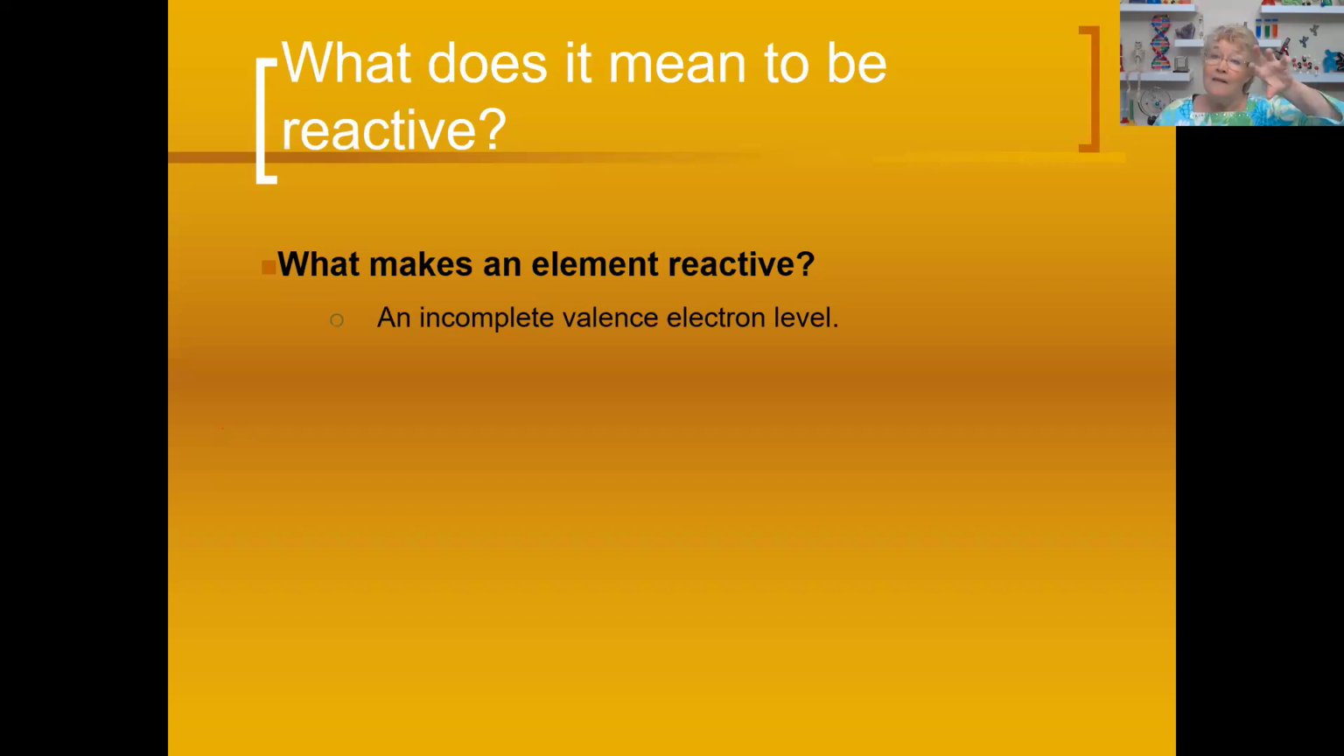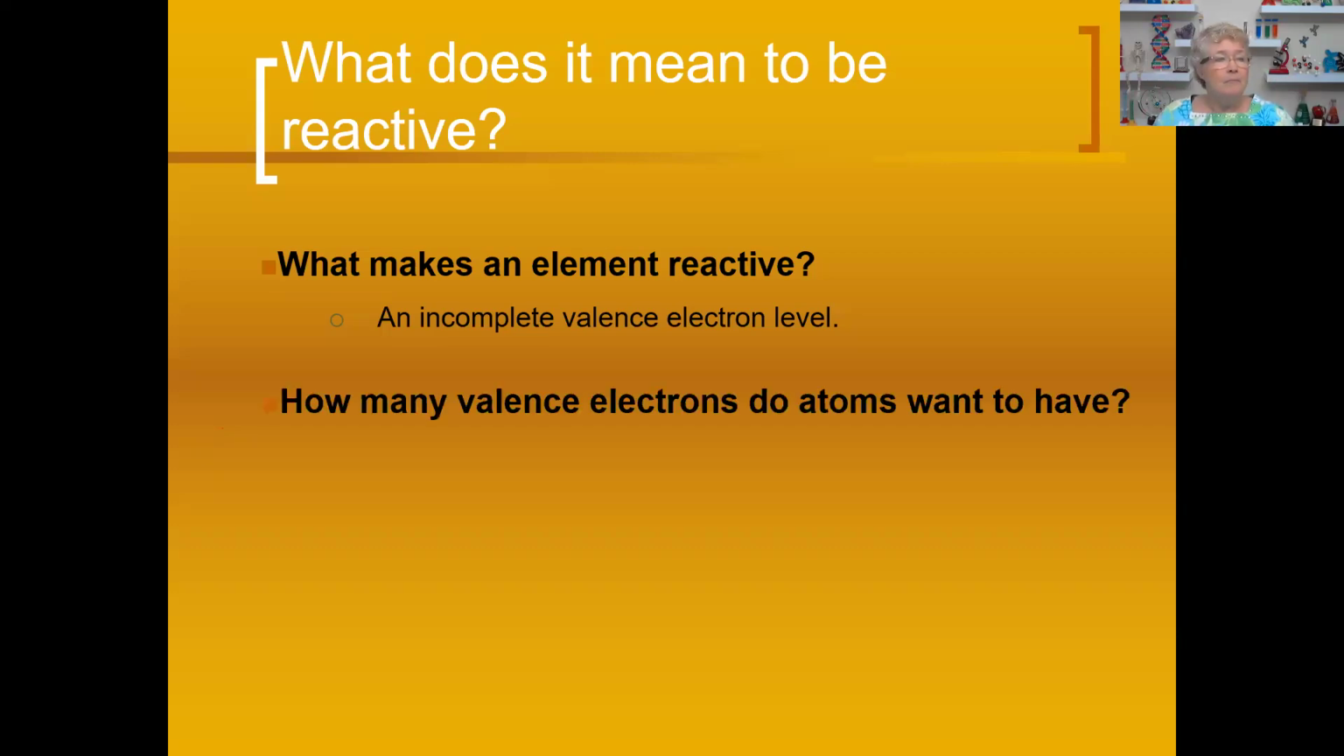So remember, the outer level wants to have 8. That's called the octet rule. We want to have 8 in the outer electron shell. If it doesn't have 8, it's not happy. It wants to have 8. So elements that are reactive are ones that don't have 8. And those will easily bond with other elements in order to get 8. And that makes a compound. Now, some elements are only found in nature bonded with other elements.